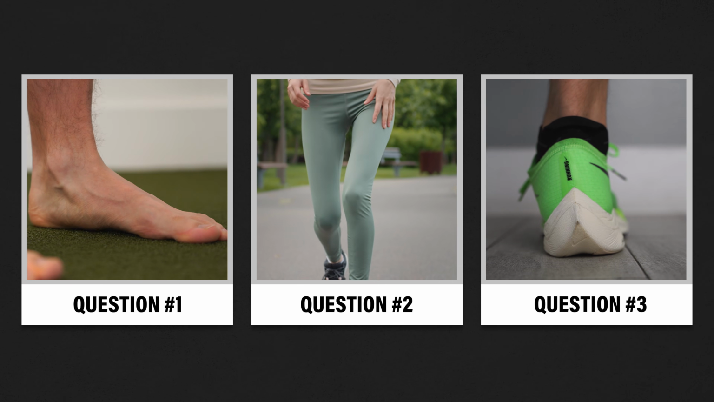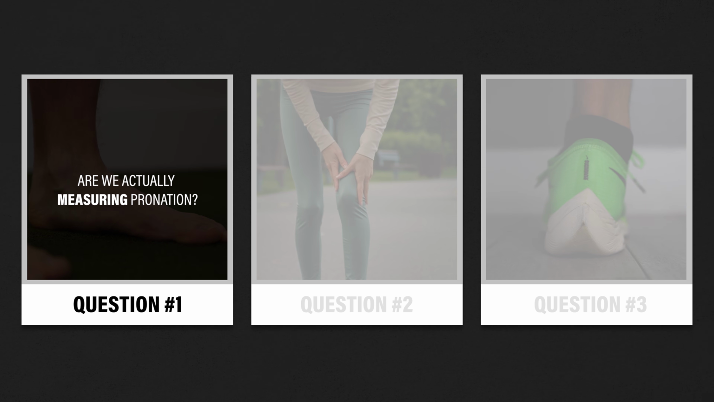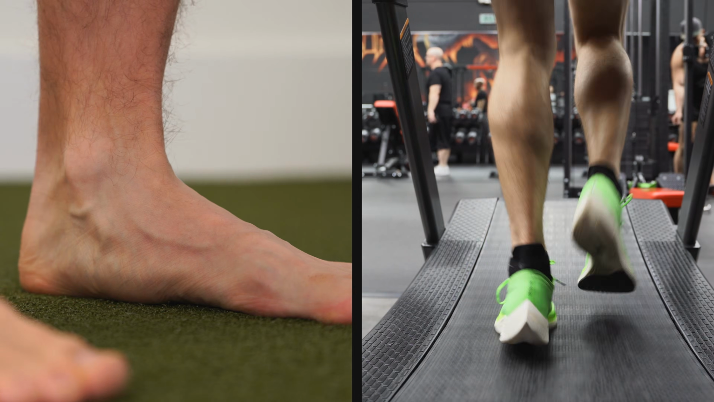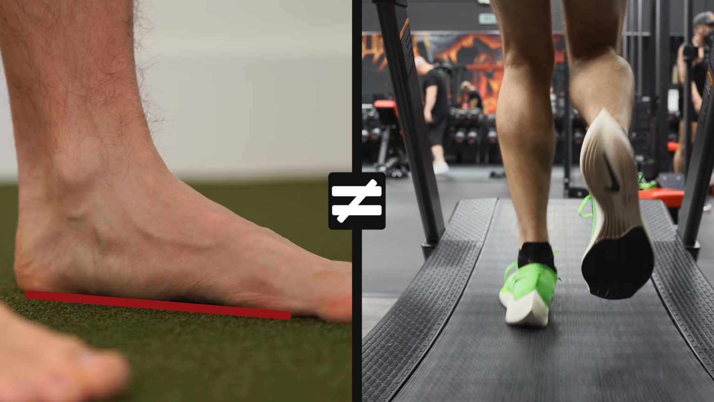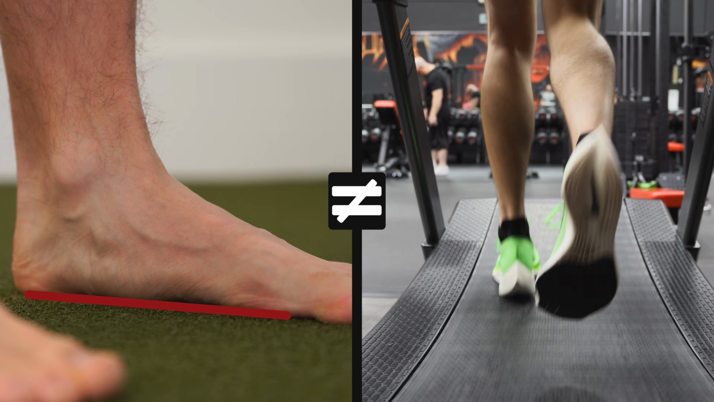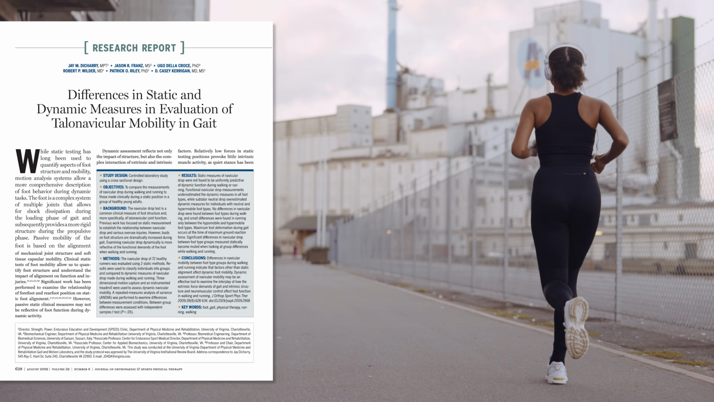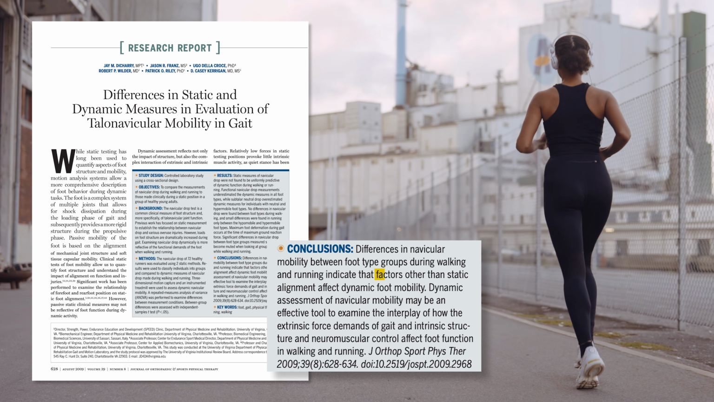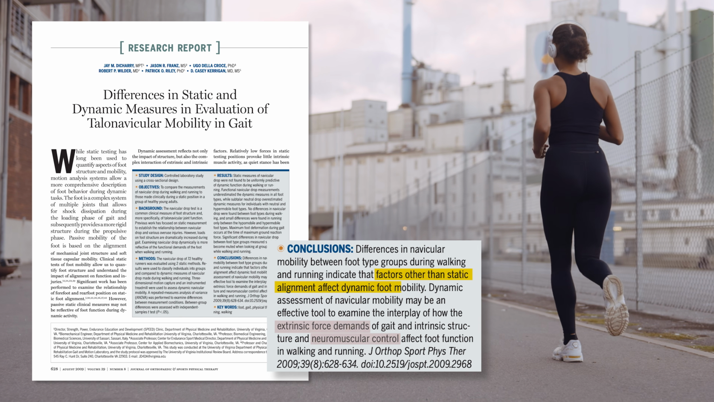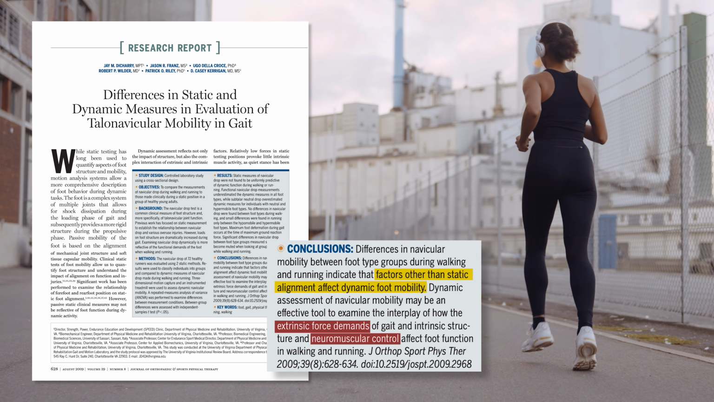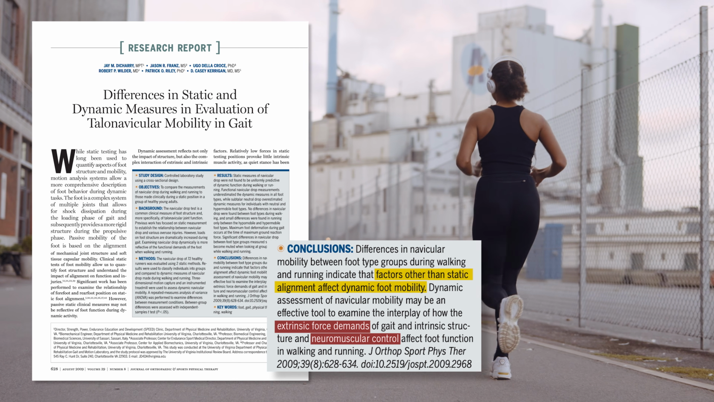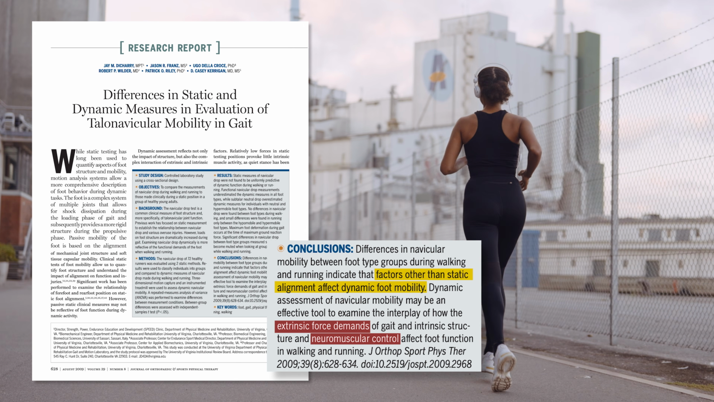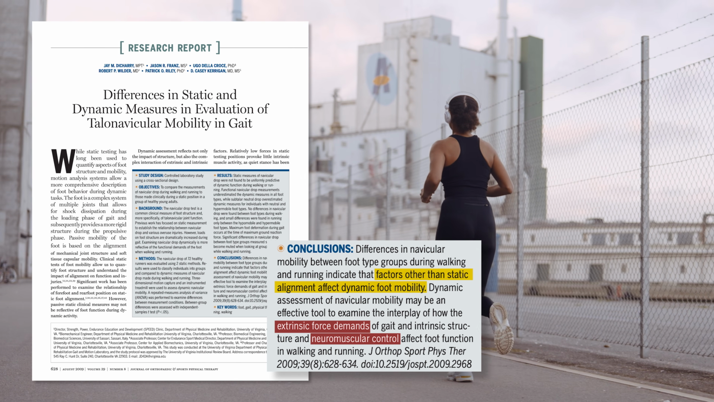Consider these three questions. Number 1, are we actually measuring pronation? Arch height measured statically does not predict the movement of the foot during dynamic activities like running. Deschamps et al. in 2009 found that factors other than static arch height, such as neuromuscular control and external forces, had a large effect on dynamic foot mobility during running in healthy recreational runners.